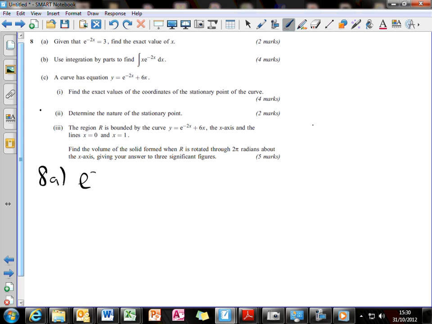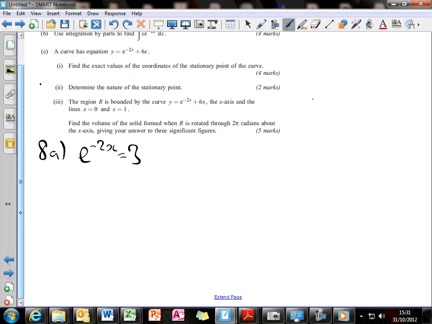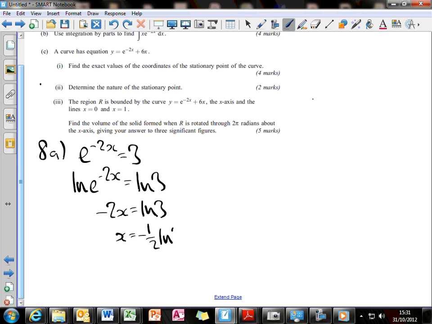So we're doing e to the minus 2x equals 3, and we want to just rearrange this for x. So what we're going to do is take ln of both sides, which is going to get us that. Because ln is the inverse of e, we're going to get minus 2x equals ln 3. So x equals minus a half ln 3. Okay.